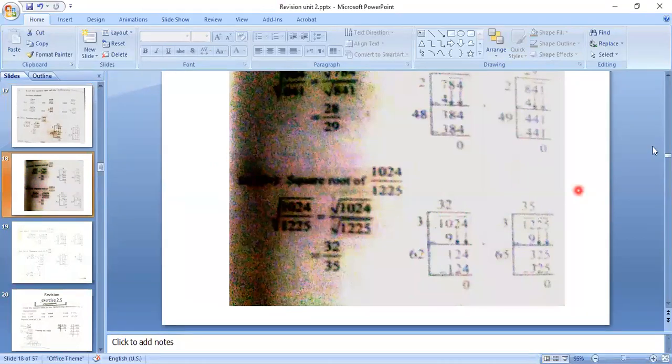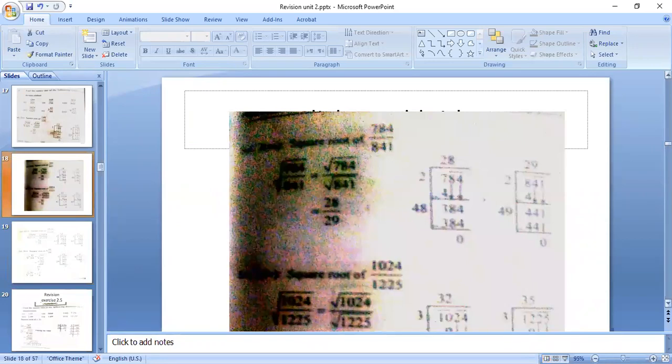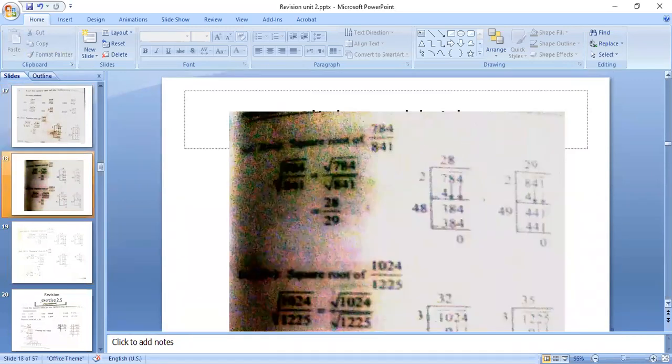Now this is a question. The question is 784 by 841. इसका भी हम इसी तरह पेयरिंग करके फाइंड आउट करेंगे.